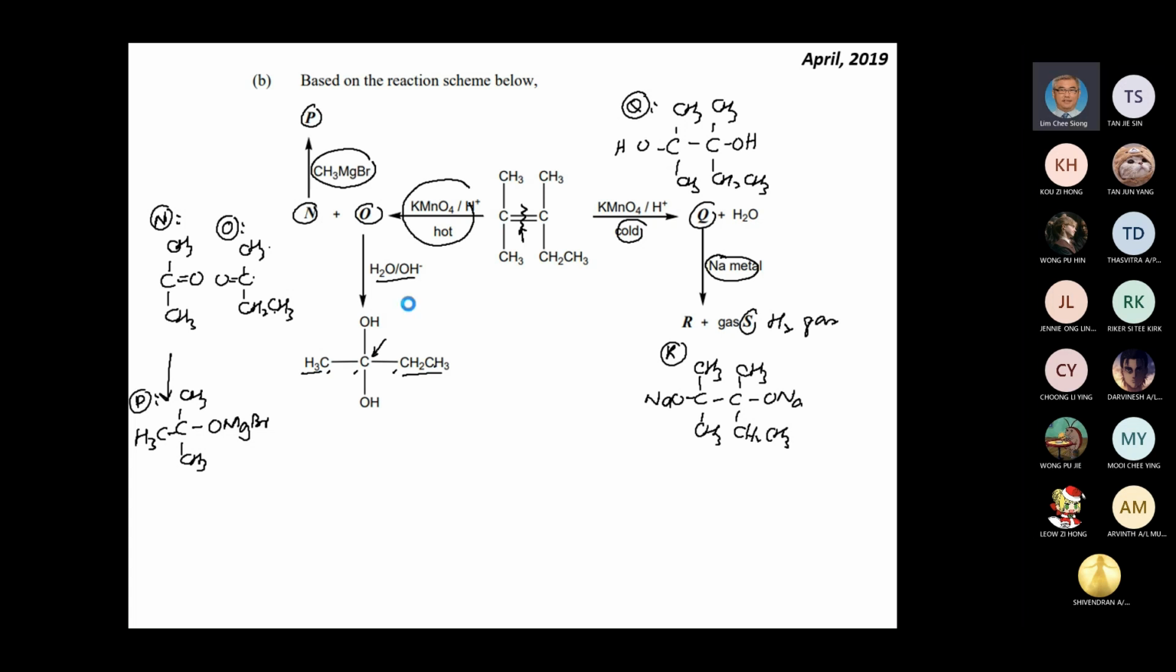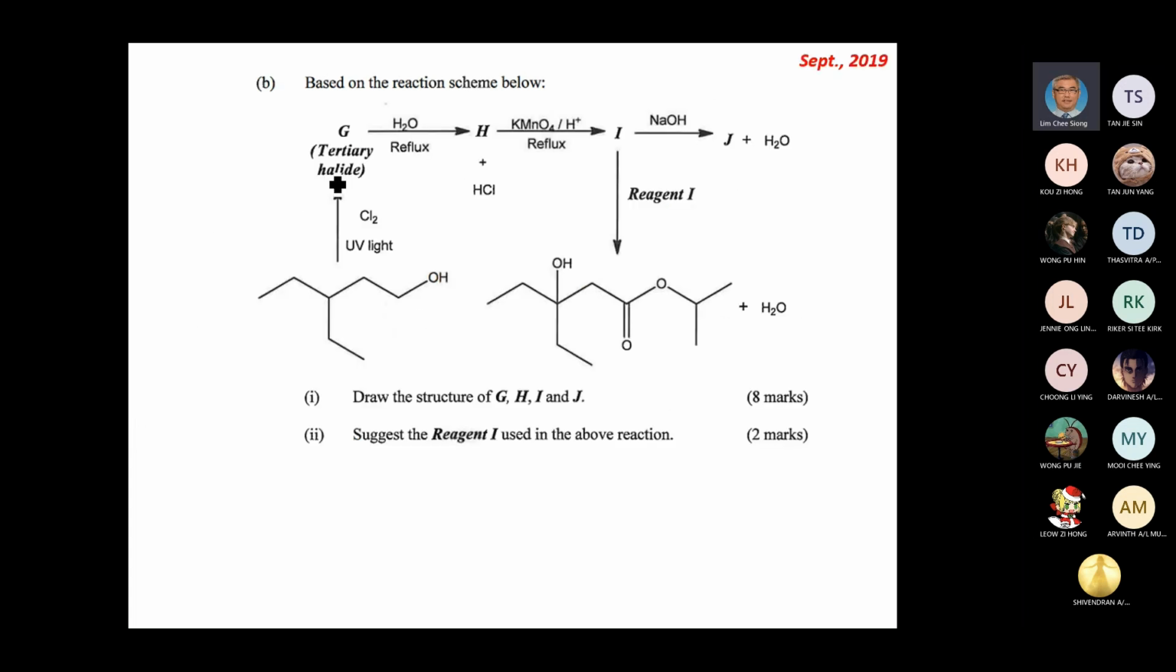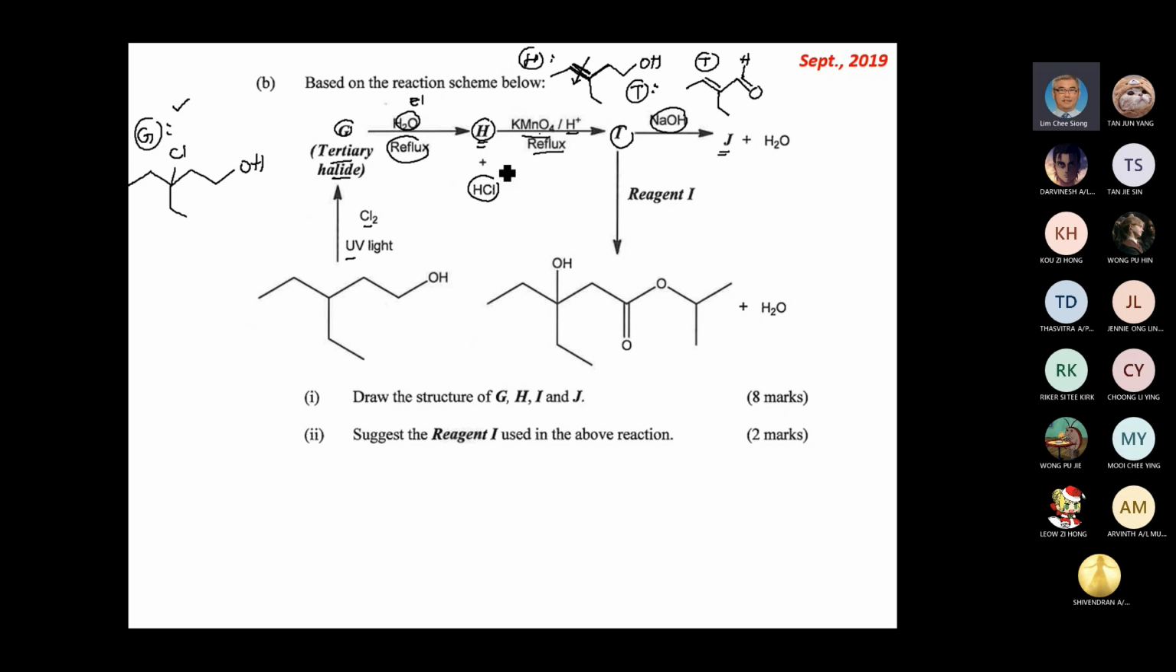Okay, be done already. Now we go through here quickly. This compound under UV and Cl to form G, tertiary halide. So this compound can be obtained. Cl. Okay, good. So that means, sorry, not under E1. It should be under OH. Yeah, OH is going to be substituted. So this compound can be obtained.